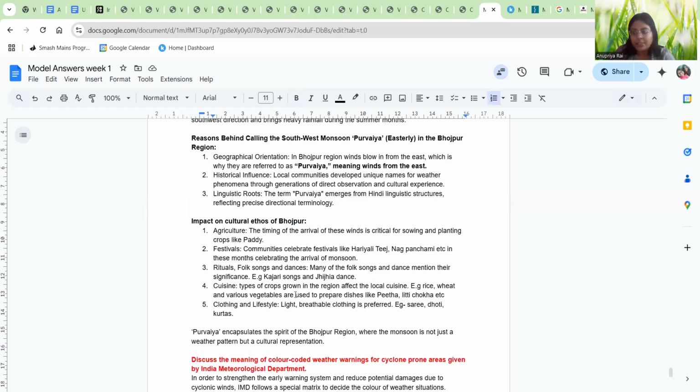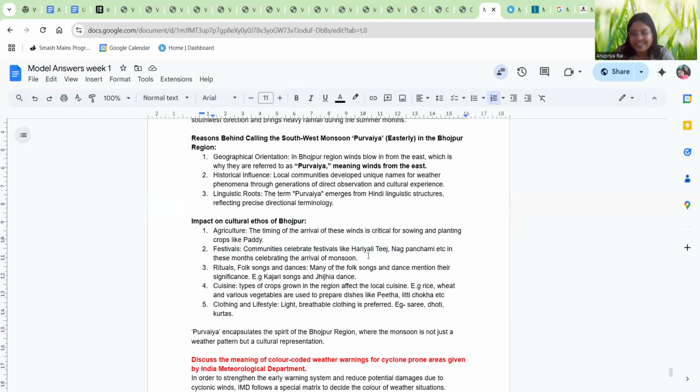First would be agriculture. It is primarily agriculture dominated. The Bhojpur region, etc., is even the cereal basket of Bihar. Okay. What else? We'll talk about the various festivals like Nag Panchami, Tej, Makar Sankranti, etc.